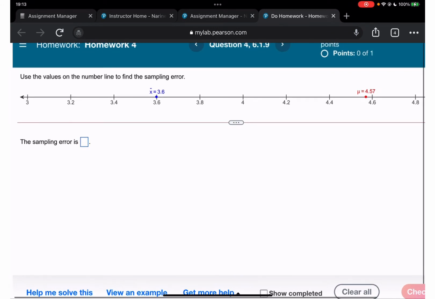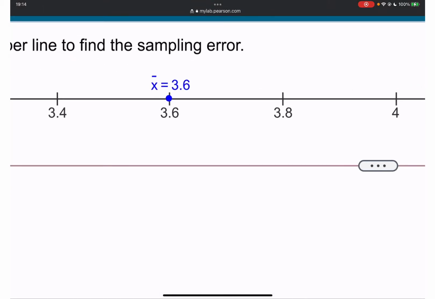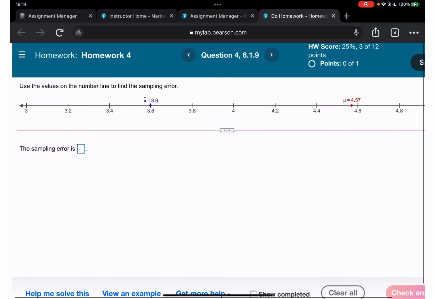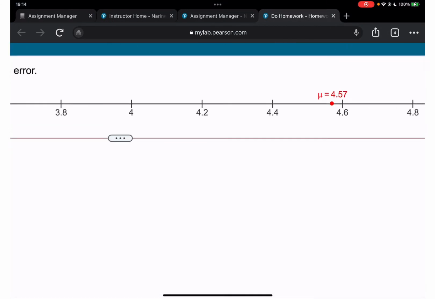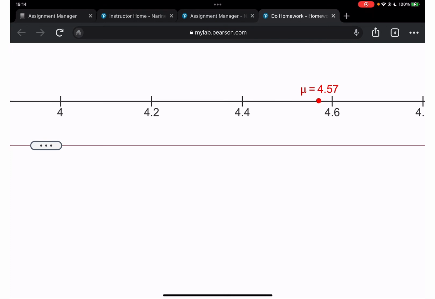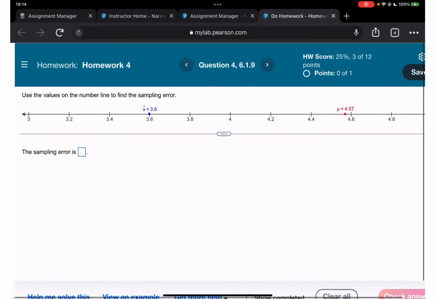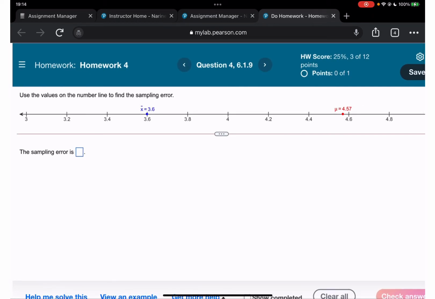What is next we have? Use the value on the number line to find the sampling error. Okay, what does that mean? That means our sampling error is 3.6, right? Here it is, 3.6. But it turned out the true error, error of population, is 4.57.